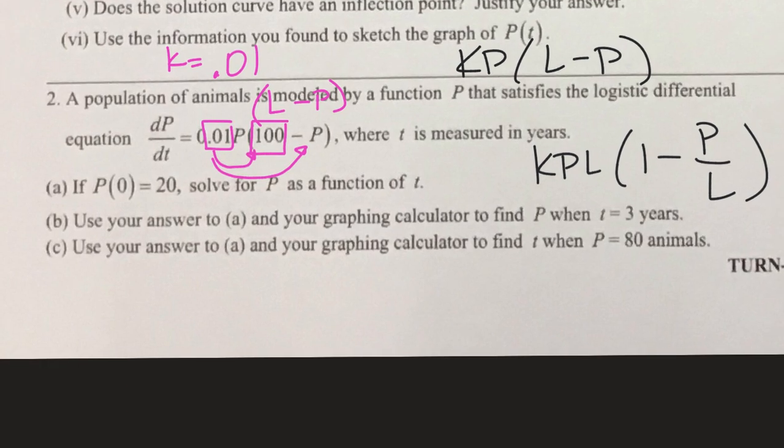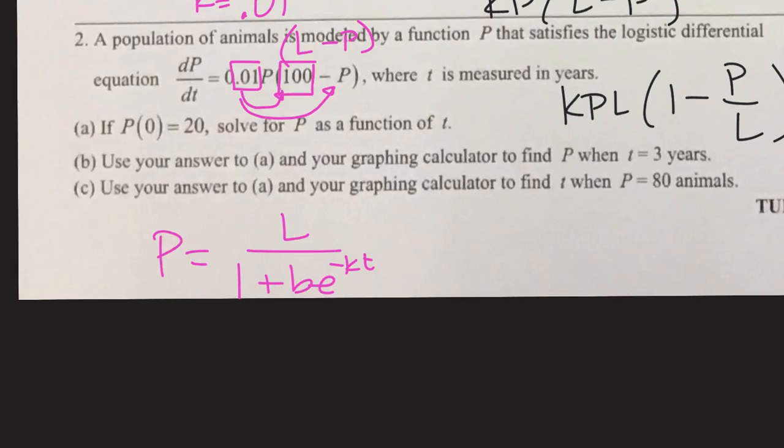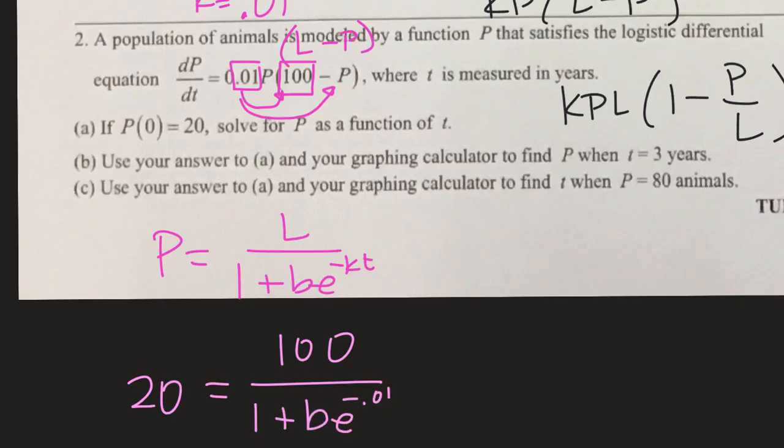P of 0 is 20. Solve for P as a function of t. We know the population is 20. We know the L is 100. K is 0.01 and t is 0. So we know everything except for B. We're going to do our little math in order to solve this equation for B. Negative 0.01 times 0 is 0. e to the 0 is 1.